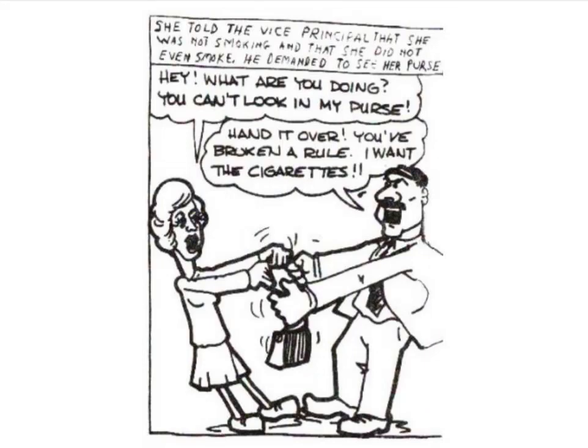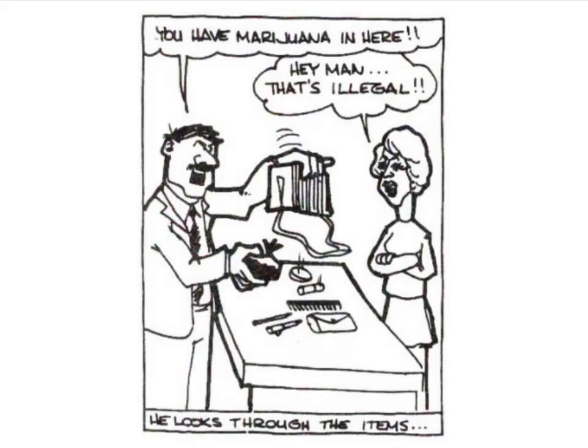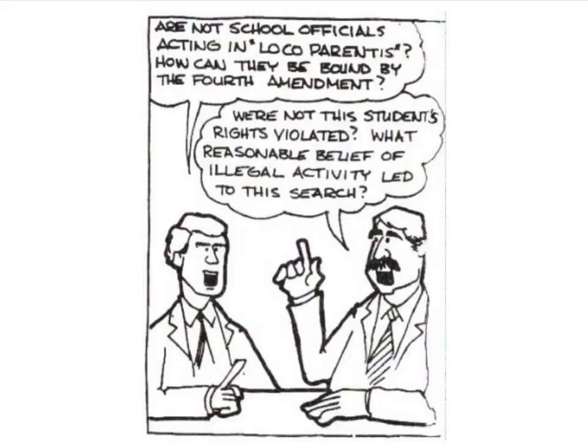While in the office, she denies smoking, says, "Nope, I don't smoke, I don't know what you're talking about." And the principal grabs the student's purse and says, "We are going to confiscate the cigarettes from your purse." And she says, "You can't do that. I have a right to privacy. You can't look through my things." Well, they do look through her things, and when they look through them, they find that she has marijuana. She continues to claim that's illegal, that's a violation of my rights, and the two major arguments being argued before the Supreme Court were: were the student's rights violated? What reasonable belief of illegal activity led to the search?